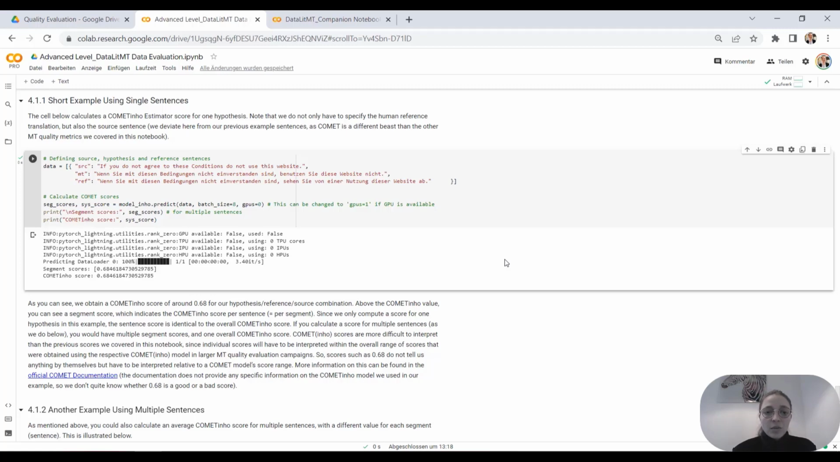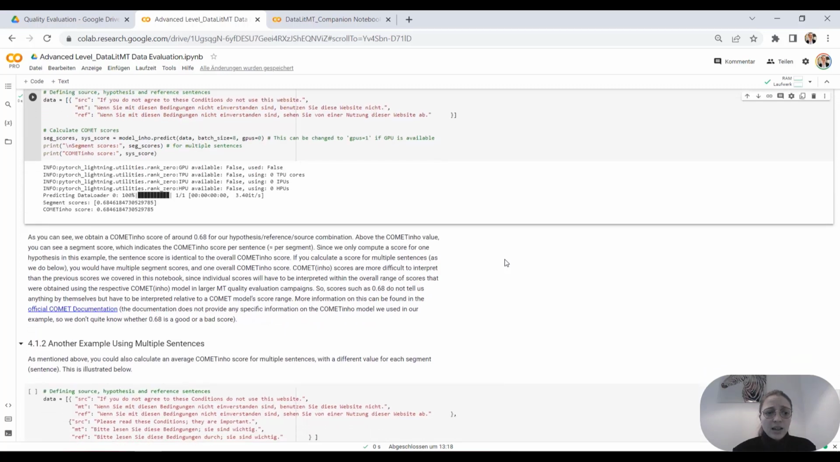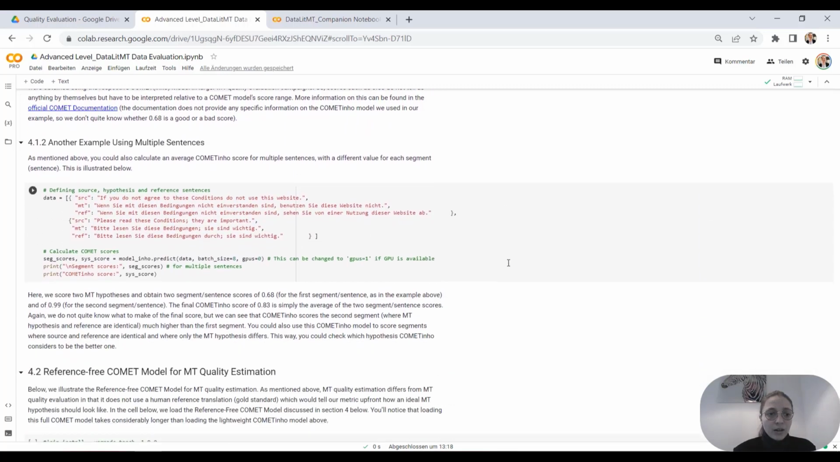It does seem to be that the higher scores are also higher quality, and we can see that here, where now we have two sentences. So now we're using multiple sentences. We have the same as above, but we also have, please read these conditions, they are important, as the source. And as a machine translated hypothesis, we have, bitte lesen Sie diese Bedingungen, sie sind wichtig. And the reference, bitte lesen Sie diese Bedingungen durch, sie sind wichtig.